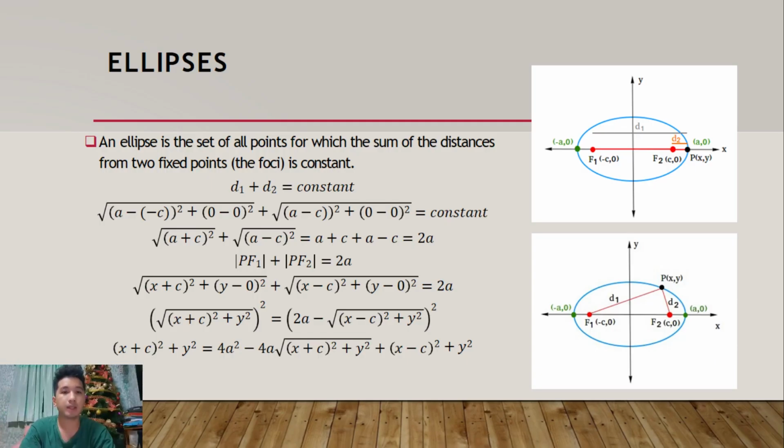So, ellipse. The ellipse is the set of all points for which the sum of the distances from two fixed points, the foci, is constant. So, for example, d1 plus d2 equals a constant.